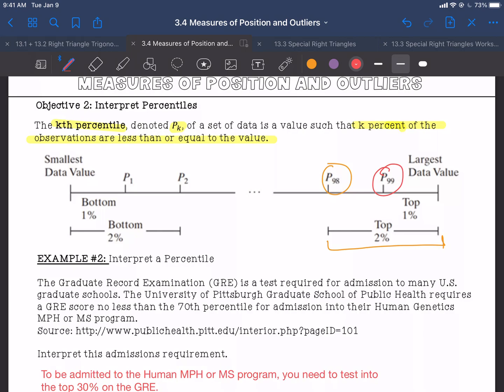So another way we use percentiles is with test scores. Maybe you were in the 90th percentile. That means 90% of your classmates scored the same or below you, and that would put you in the top 10%.